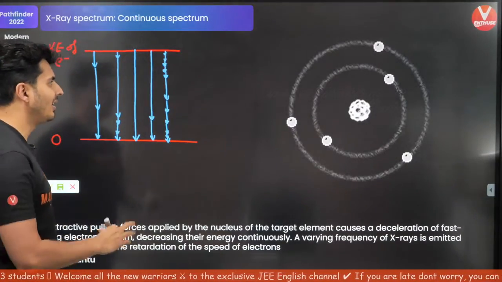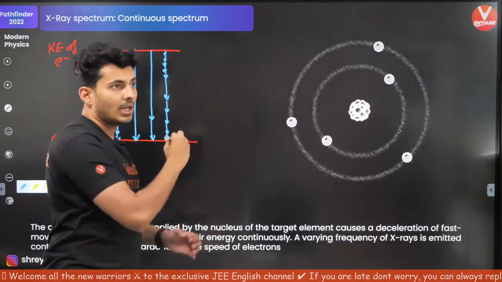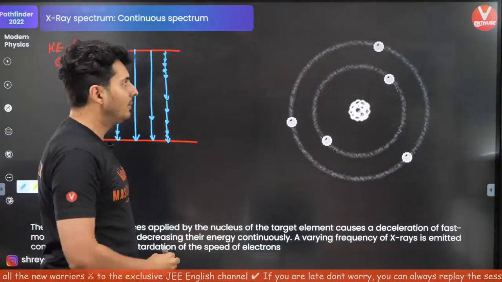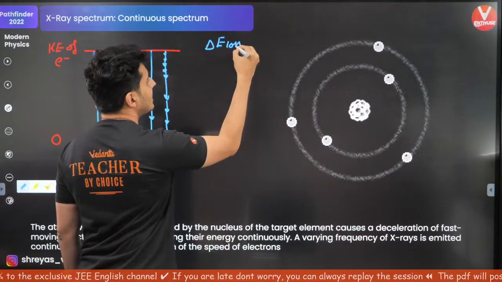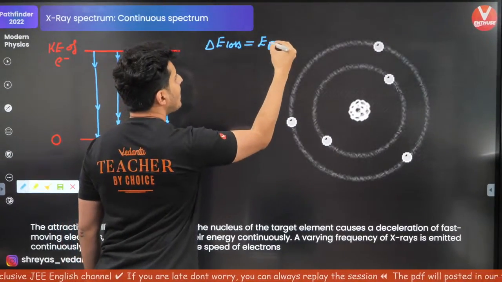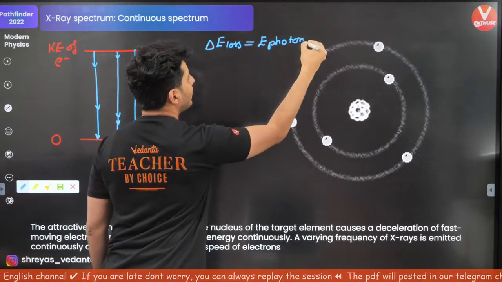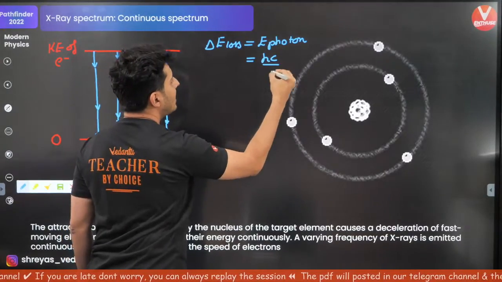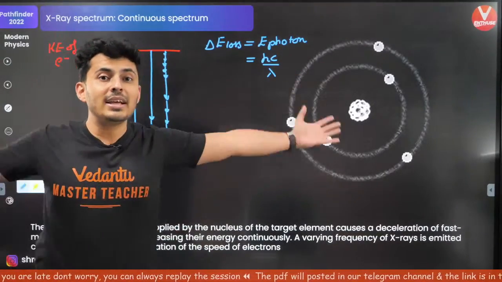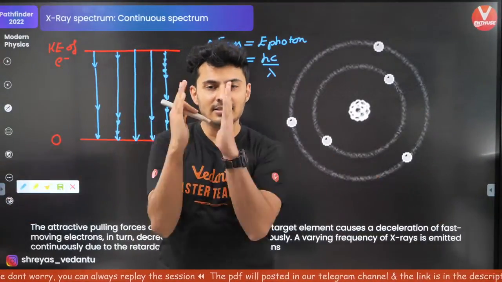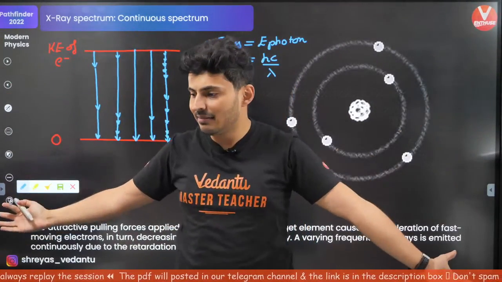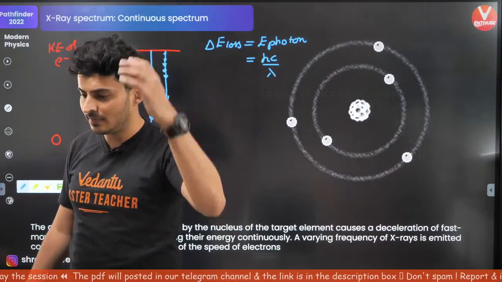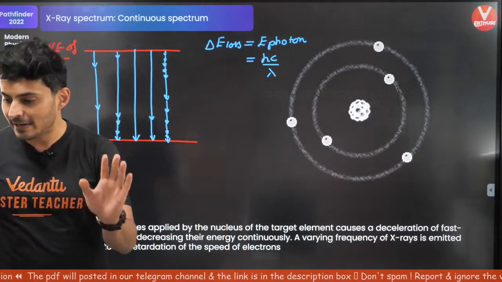Now, do you remember that the energy of a photon is hc by lambda? So the energy lost will be the energy of that photon, which is hc by lambda. So the more the energy loss, the less is the wavelength. The less the energy lost, the more is the wavelength. Is that clear? Is this clear, my warriors?